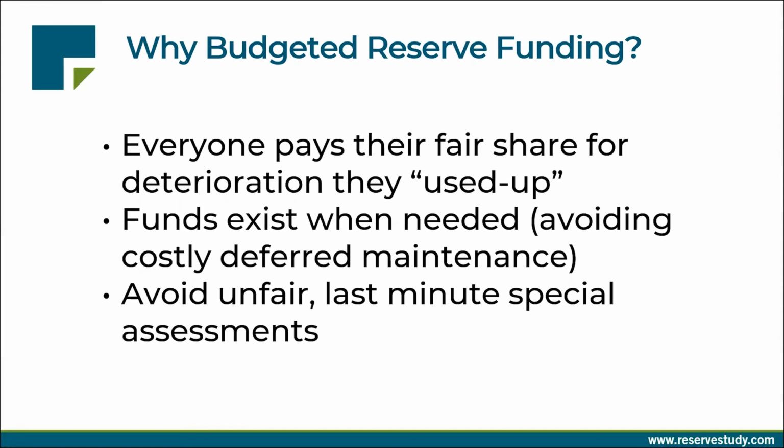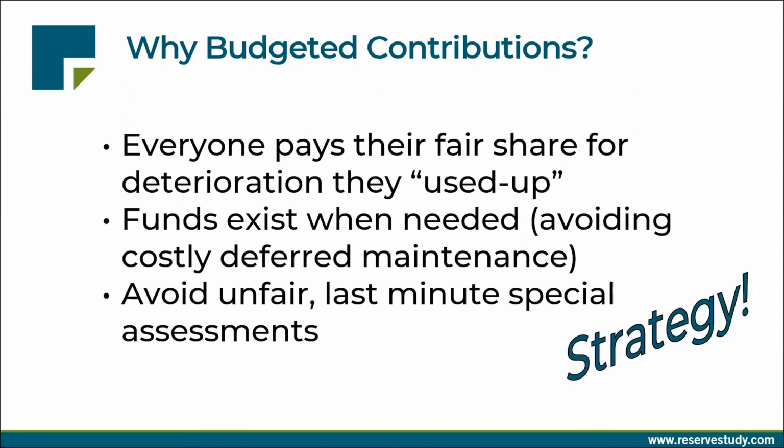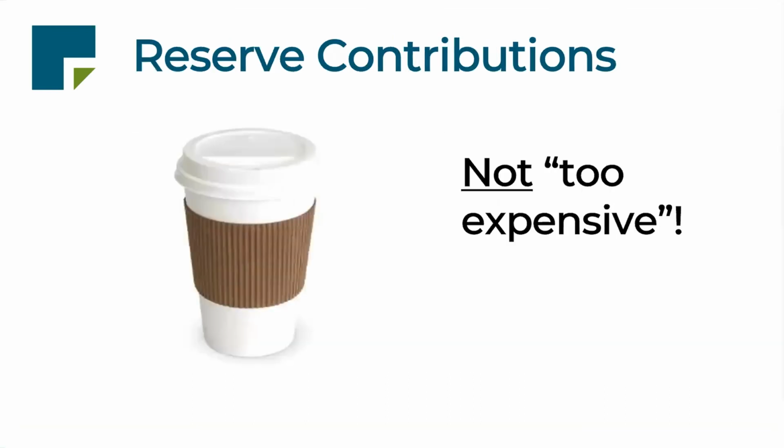This is the magic of how associations avoid unfair special assessments and expensive deferred maintenance and maximize their property values. This is all part of your roadmap to success. Choosing your words and discussion points carefully is how curb appeal and property values are maximized. That's a successful strategy.